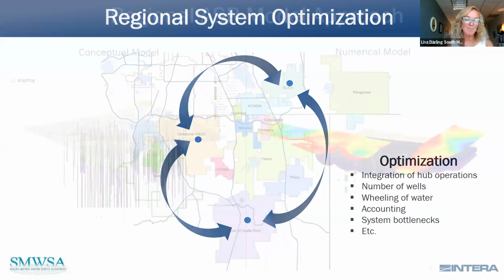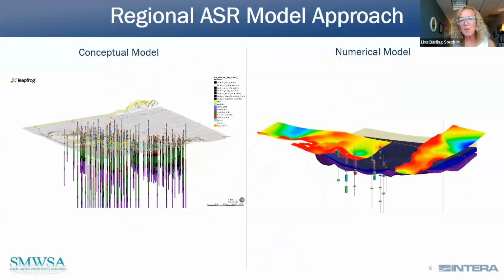Next slide, please. So here's what we have. A number of us have numerical models of the groundwater, the aquifers. What we're looking at developing is more of a conceptual model. So basically taking it from a 2D to a 3D, a much more robust model. Next slide, please.